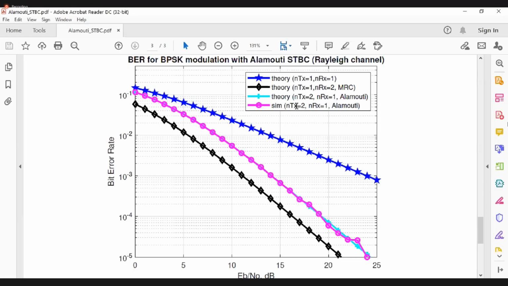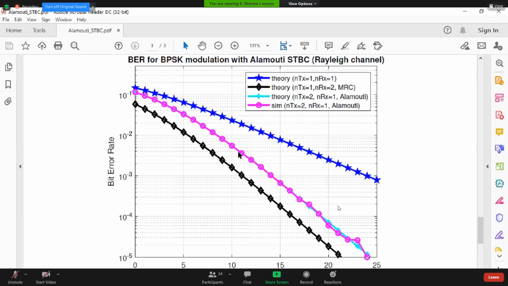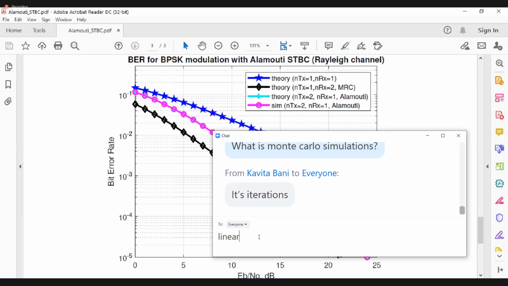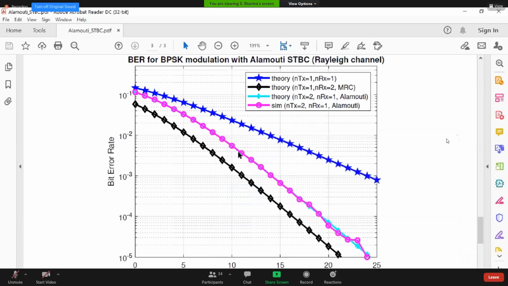Let's look at the simulation. Two antennas at the transmitter, one antenna at the receiver. So can you find out the difference between this curve and this curve, the black curve? Can anyone comment on that? Sir, in the black one, the number of transmitting antennas is 1 and receiving is 2, and vice versa in the pink one. Yeah.